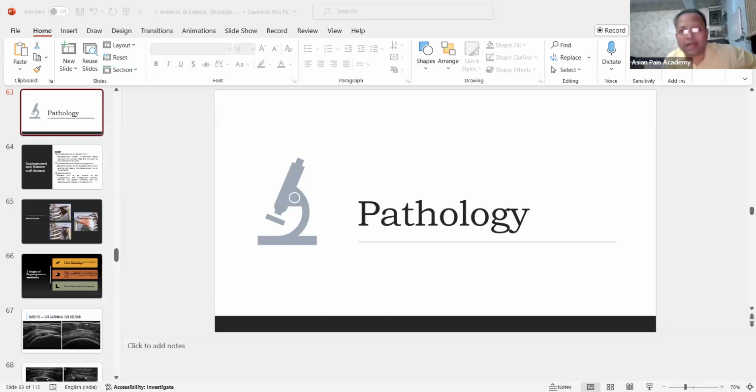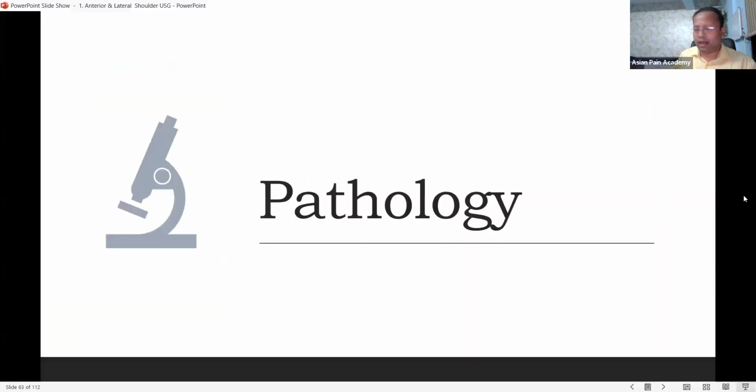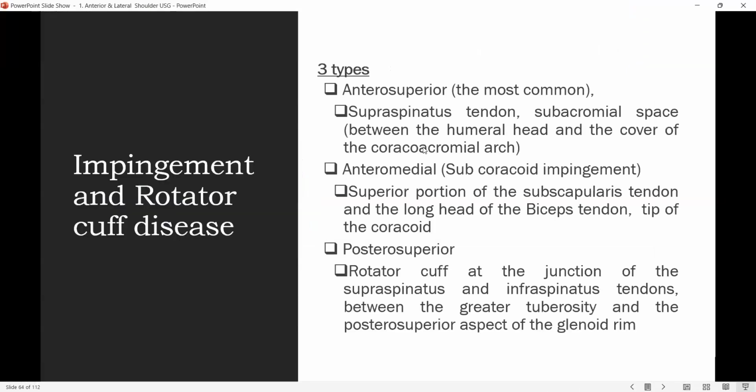Okay. So last day, it was a very long class, so I could not talk about the pathology part. Anterior and lateral, just a few things about the pathology. Okay. I think everyone can see the slide, isn't it? Yes. Okay. So first thing, impingement and rotator cuff disease. Now, impingement and rotator cuff disease, you know all the rotator cuff muscles: supraspinatus, infraspinatus, teres minor, and subscapularis.